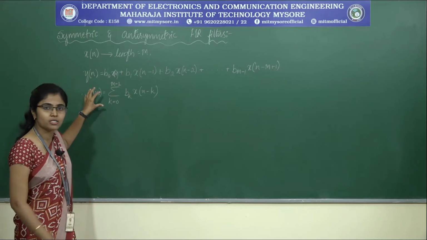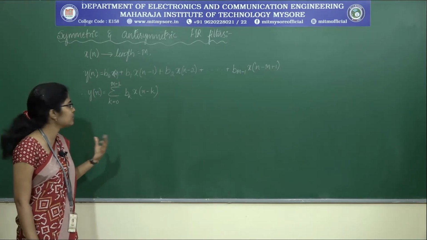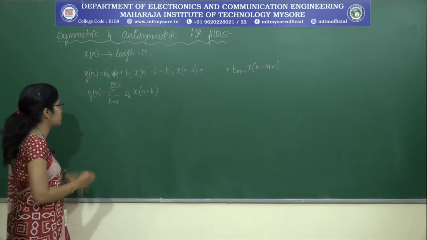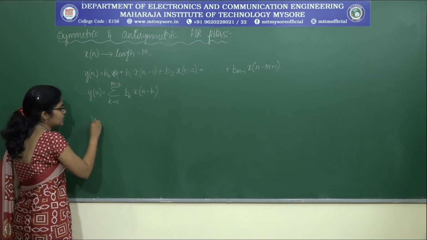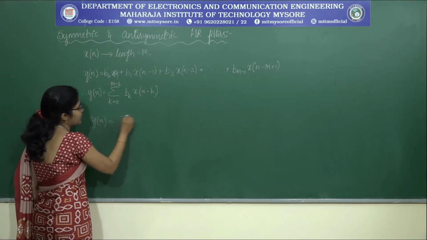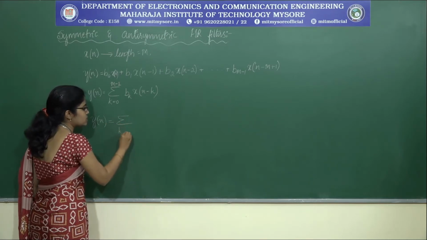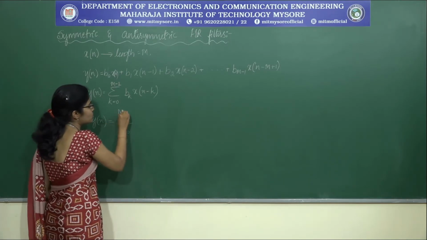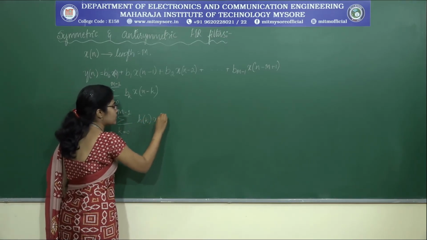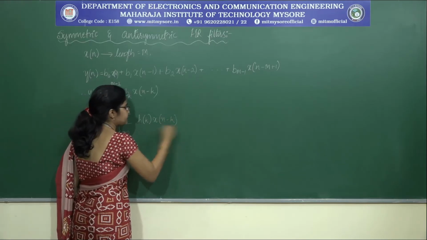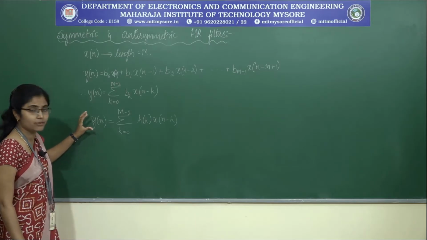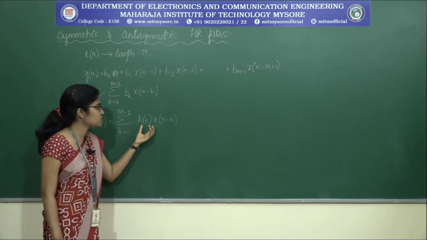Now I can also express the output y of n as a convolution of the input x of n and the unit sample response h of n. So if I rewrite the equation in convolution form, y of n will be equal to summation k ranges from 0 to m minus 1 h of k into x of n minus k. So this is the output y of n where the impulse response is convolved with the input.